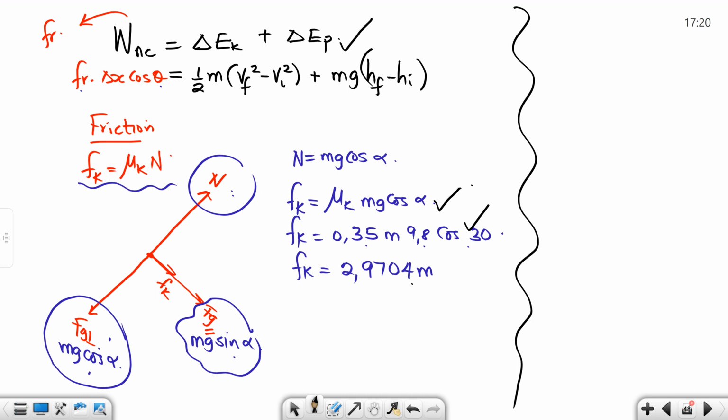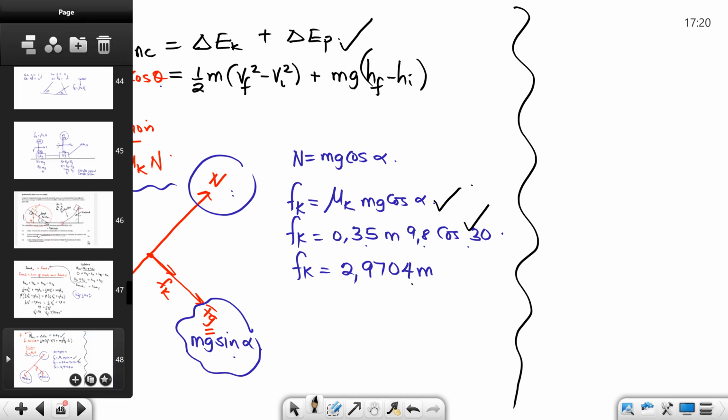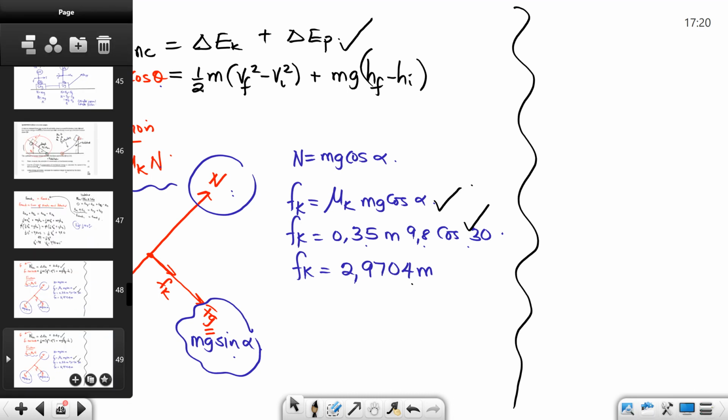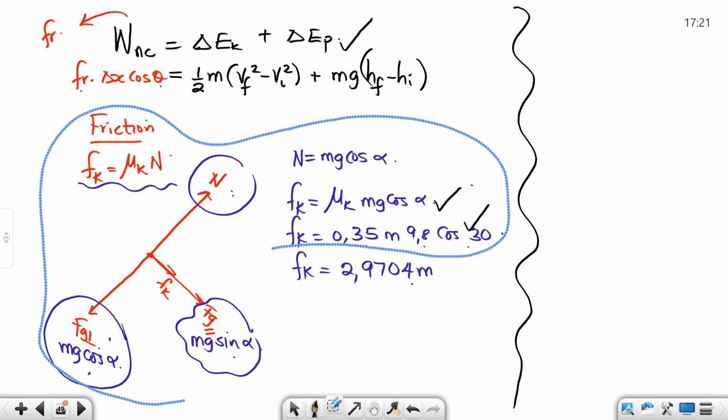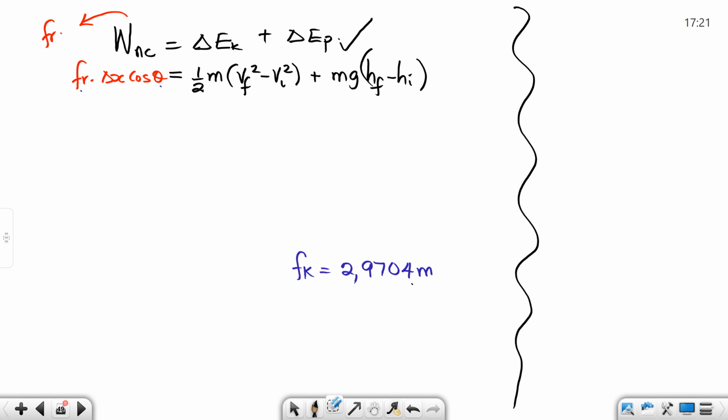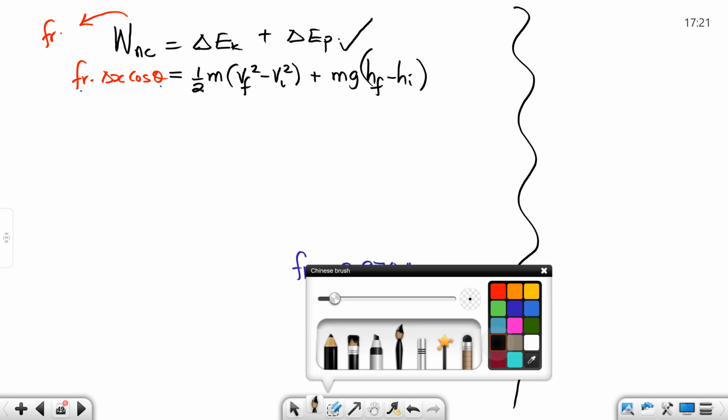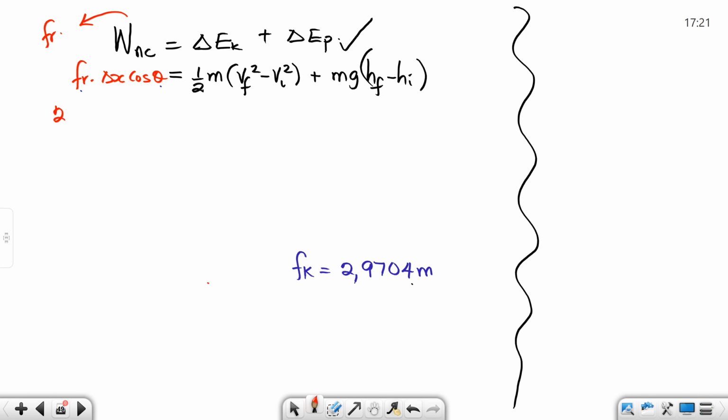22, okay guys, I need space. I don't want to squeeze my work there. So let me do this. Okay, I'm just going to remove this now. Are we okay? All right. What's my friction now? Guys, trust the process. Just keep substituting. What is friction? 2,9704 m.